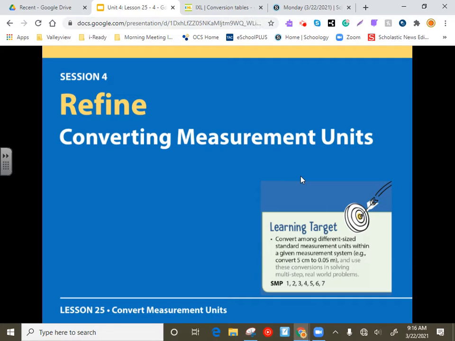So we are moving on to session 4 of our lesson 25 on converting measurements. And we will just again go over some of the techniques we've already learned in the previous lessons and just demonstrate those throughout the lesson. So let's start with a warm up.